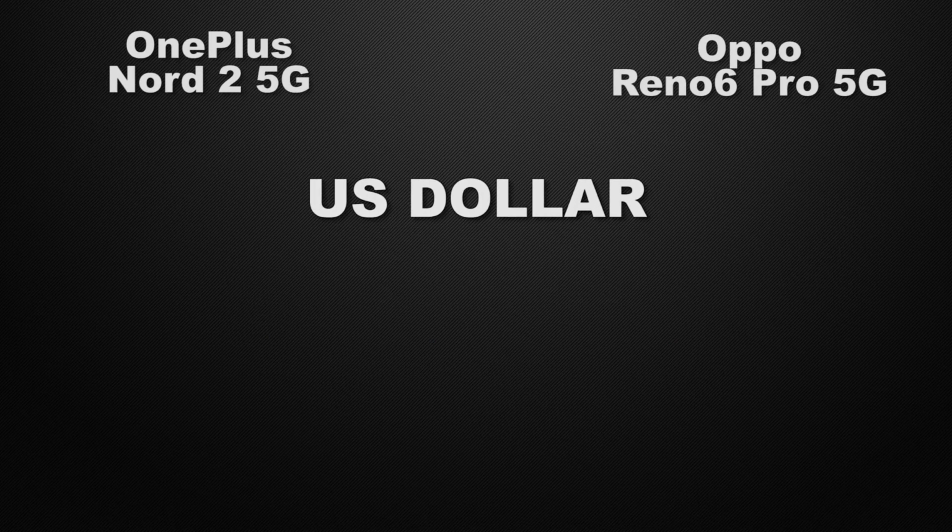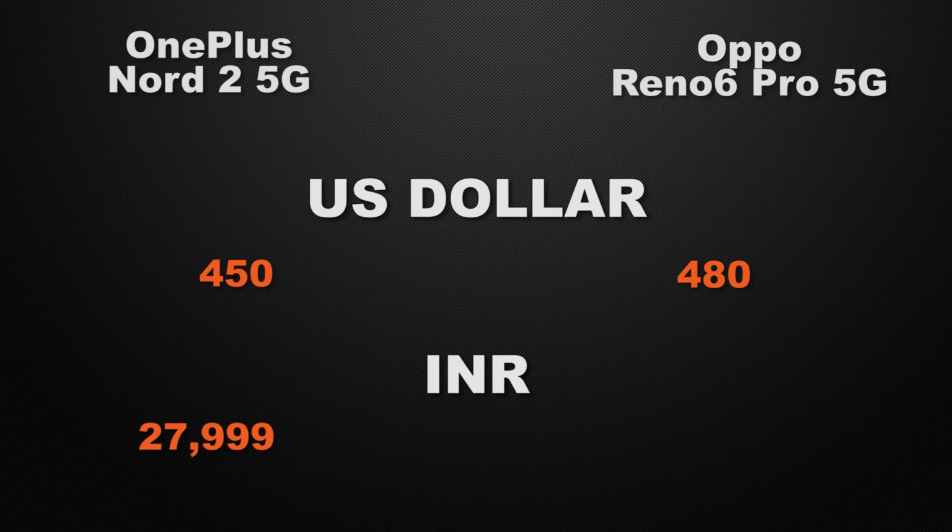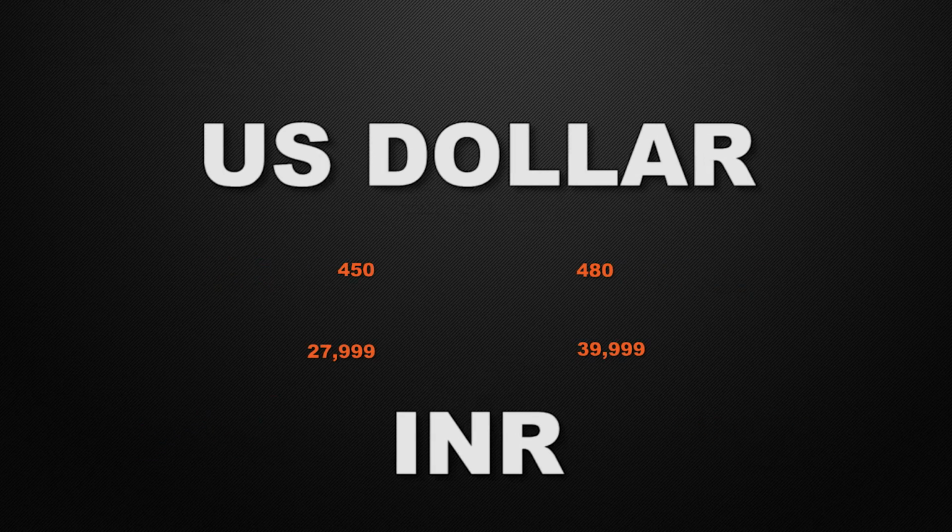Moving to the price of the devices, in the international market, the price of Nord 2 is around $300, whereas Reno 6 Pro is available from $480. In the Indian market, Nord 2 starts from 28,000 rupees, whereas Reno 6 Pro is available from 40,000 rupees. So the conclusion of the video is, in the camera, the winner here is Reno 6 Pro.